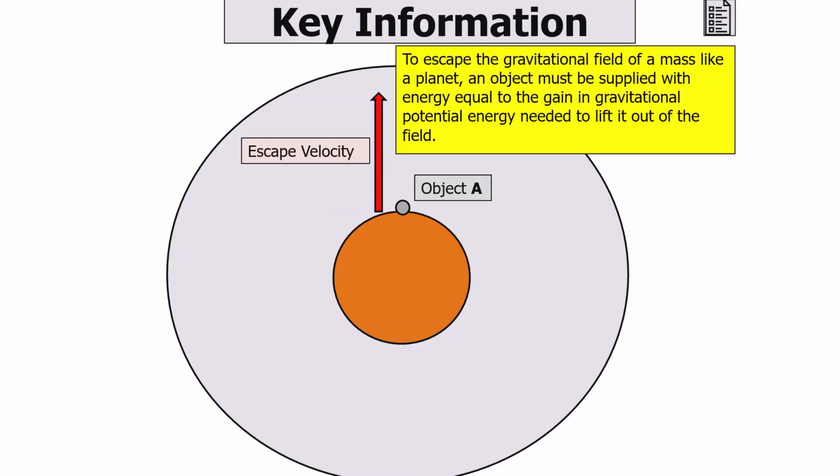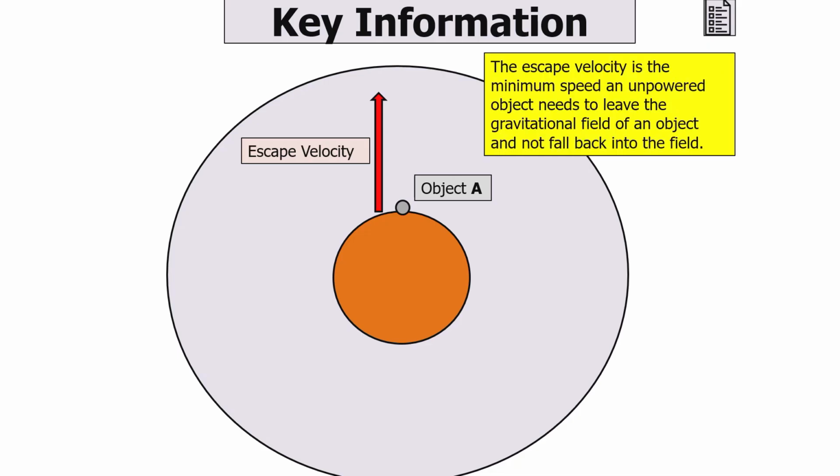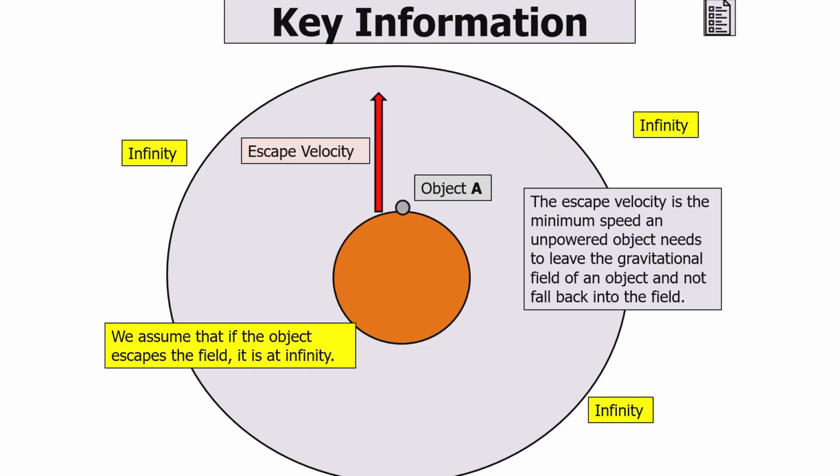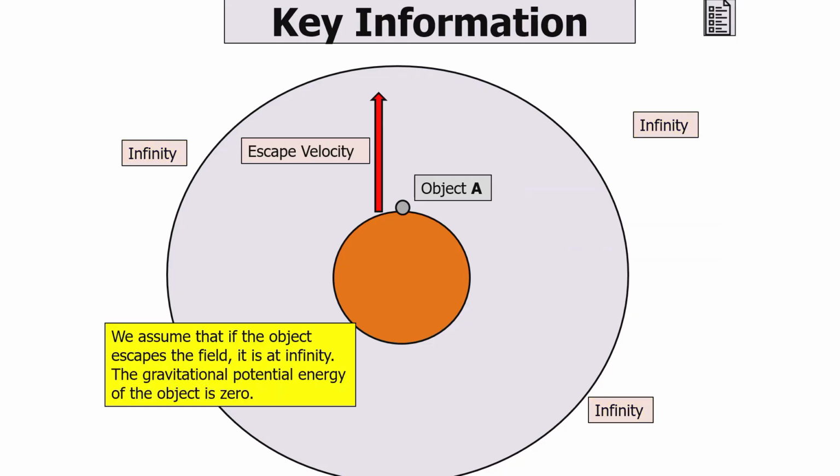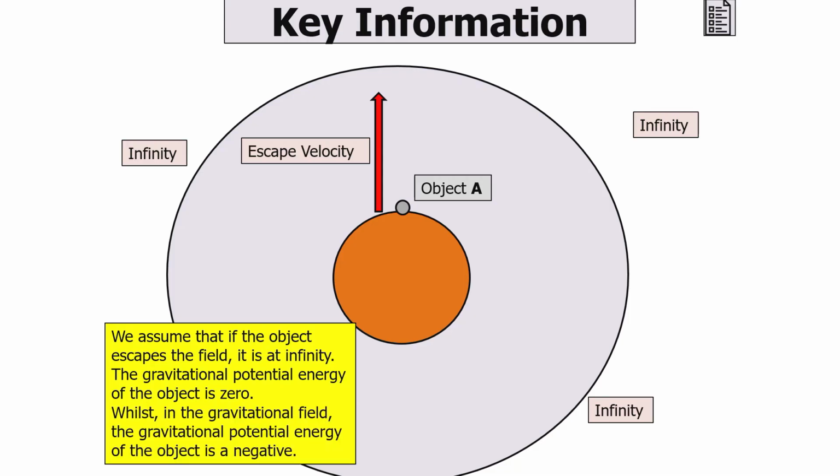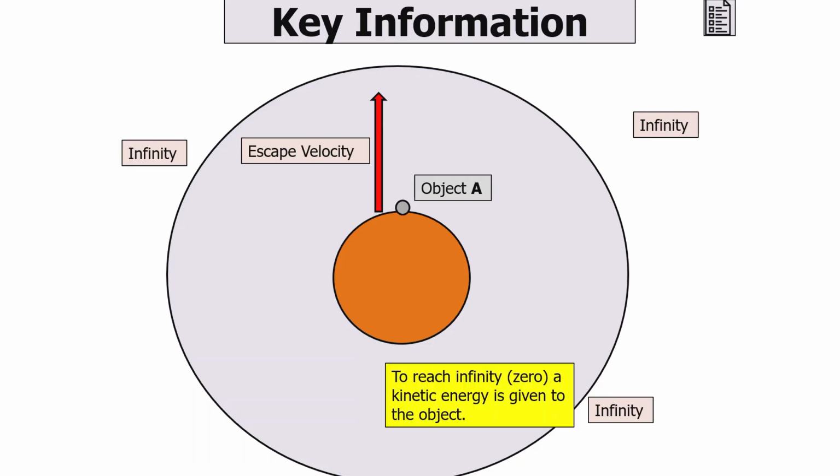Now, to escape the gravitational field of a mass like a planet, an object must be supplied with an energy equal to the gain in gravitational potential energy needed to lift it out of the field. So our escape velocity is the minimum speed an unpowered object needs to leave the gravitational field of an object and not fall back into the field. We assume that if an object escapes the field, it's at infinity, so the gravitational potential energy of the object will be 0. Whilst in the gravitational field, the gravitational potential energy of the object is negative. So to reach infinity, 0, kinetic energy needs to be given to the object.